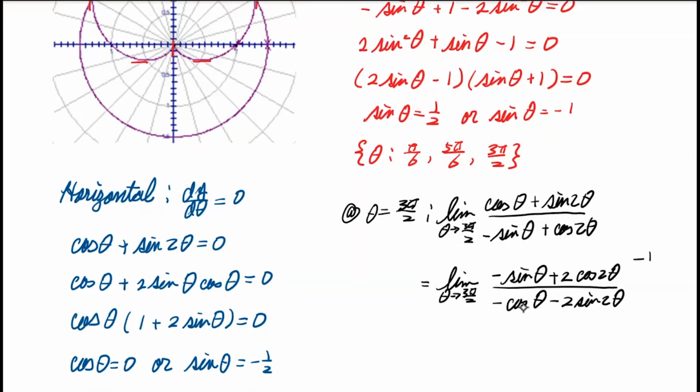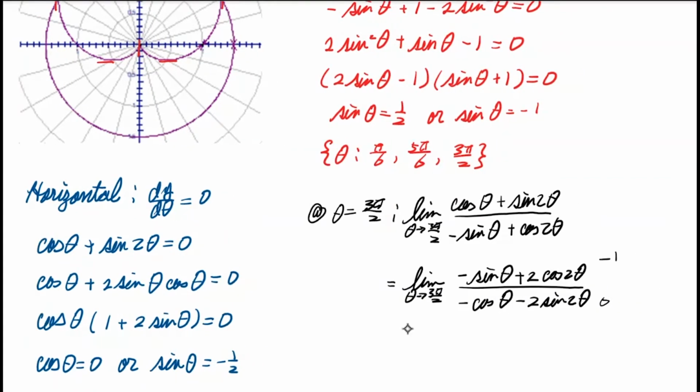Okay, let's check the denominator. So we start with the L'Hopital right here. Let's see what the denominator becomes. This becomes 0, correct? This also becomes 0, sine 3 pi. So this is 0. Negative 1 over 0. Well, this does not exist, right? Undefined. The limit does not exist. Which means this is vertical. Get it? Undefined slope.